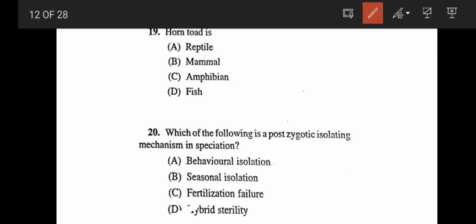Next, horned toad is a reptile, mammal, amphibian, or fish? From the name you can mistakenly answer it as amphibian, but no, horned toad is a kind of lizard, so the correct answer would be reptiles.